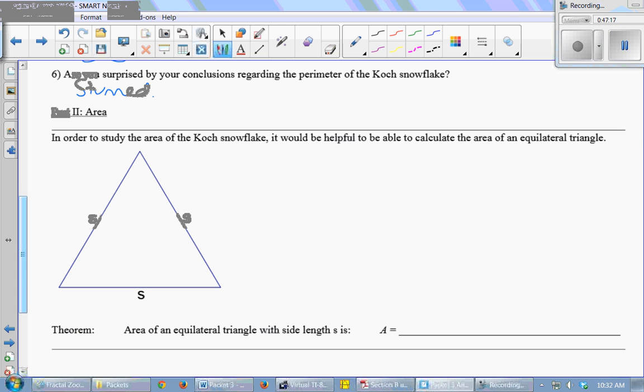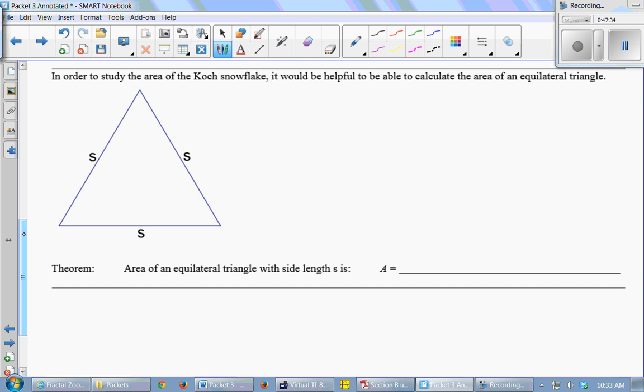Okay, so now I want to think about the area. So it did seem that the area was finite based on the fact that you can keep drawing more and more iterations and you never will leave your piece of paper, right? And that piece of paper has a finite area. All right, so in order to study the area of the Koch snowflake, it would be helpful to be able to calculate the area of an equilateral triangle. And I have a formula.